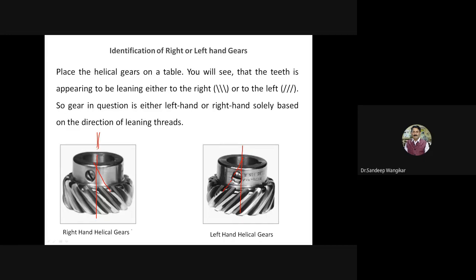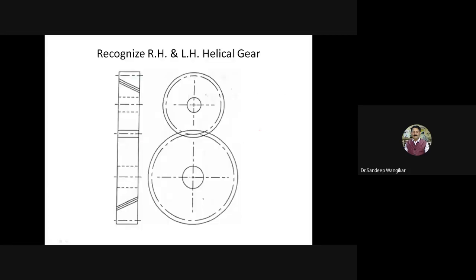There are two things. If I put a gear and it appears leaning to the right, teeth towards right or teeth towards left, this is one thing. And if I draw a center line and extend the teeth, then on which hand the teeth intersect the axis. This I have taken from my right hand, and this I will call left hand. So this is one of the very basic things about identification.